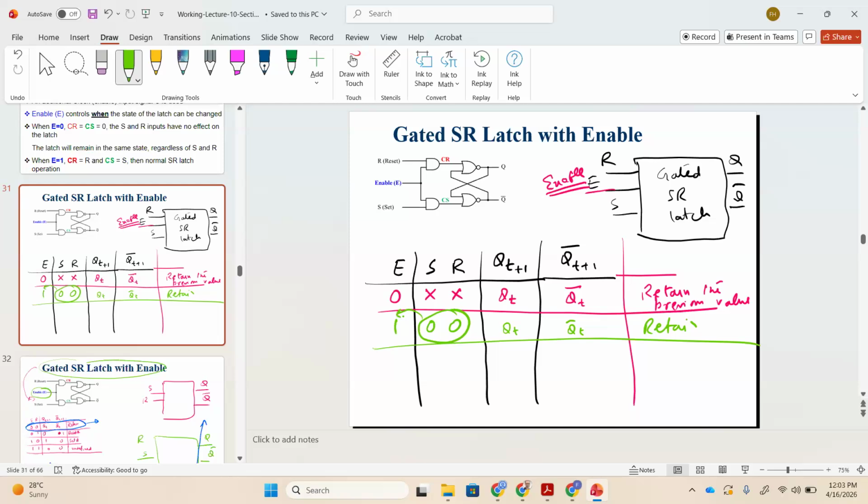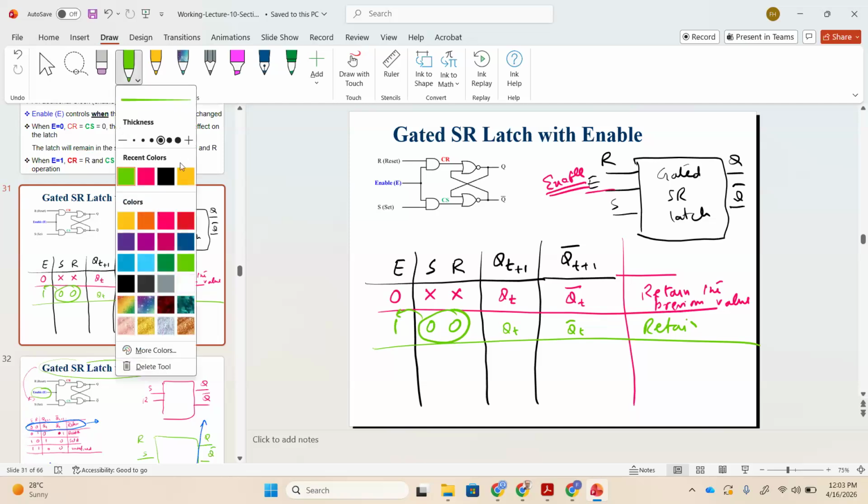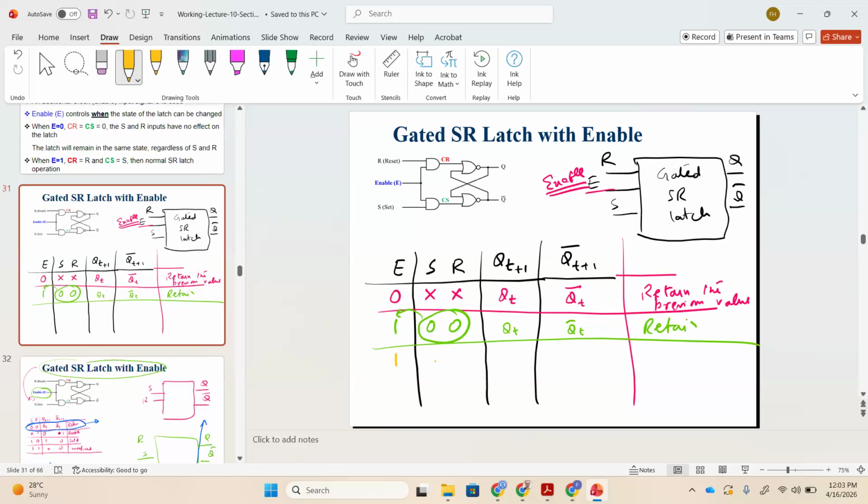Okay. What will be the value of this one? Anyone may help. So if it is 1, and S and R are 0, 1, what is the value of QT plus 1 and QT plus 1 bar? Anyone may answer. Quick, 5 seconds. Why? You forgot the operation of a latch? The latch is enabled. Was it 0, 1? Yes. Why 0, 1? Because reset is on. You didn't answer me in 5 seconds.